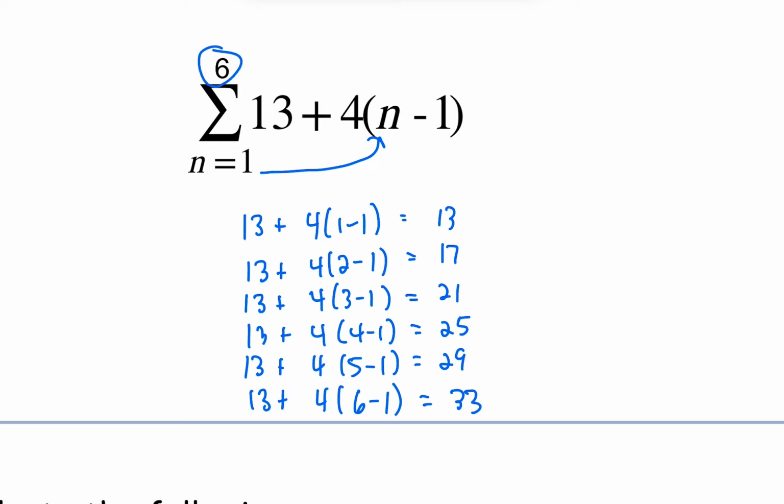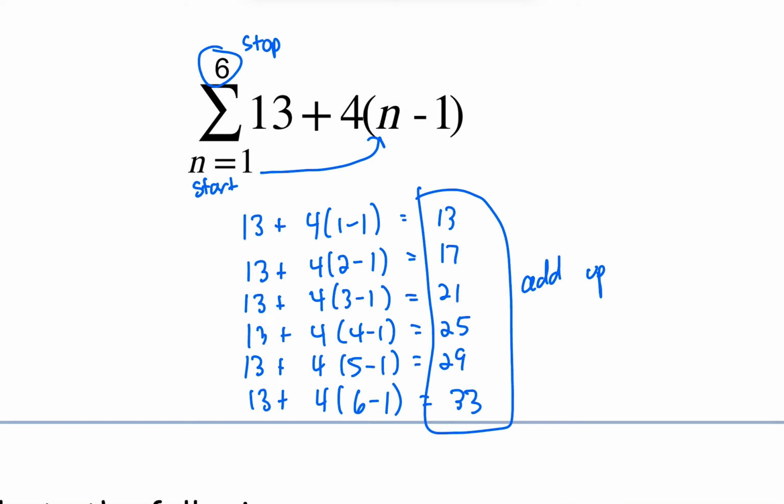And so where do we stop? We stop there. This tells us where to stop. This tells us where to start. So you don't always start at 1, you don't always end at 6, but in this one you do start at 1 and end at 6. And then once you plug all those in, you just add these up. So if I add those up, I get 138. So this would just be 138. So that's it. It's really not that intimidating. It looks a little intimidating, but you're just plugging in the bottom one.